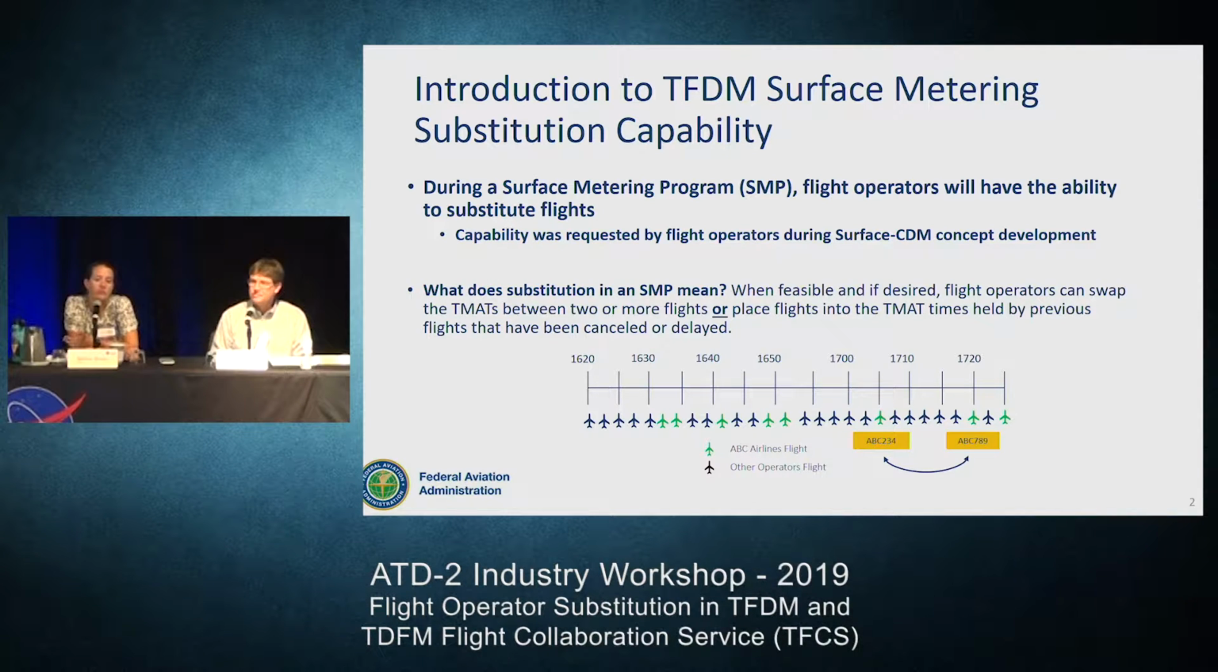So substitution in an SMP sounds pretty easy. It's the ability to swap two or more aircraft as part of a single SMP program, with two or more flights that are operating within that program. If you're going to cancel or delay a flight in a program, you can also substitute a later flight that can go earlier and take that slot. So the two or more aircraft don't all have to operate. You can have canceled flights.